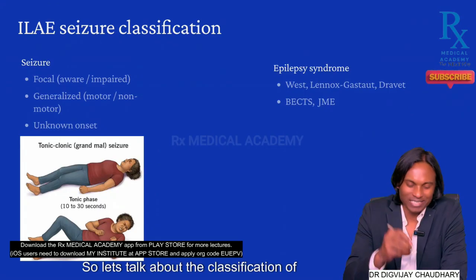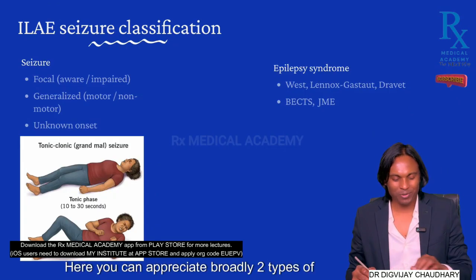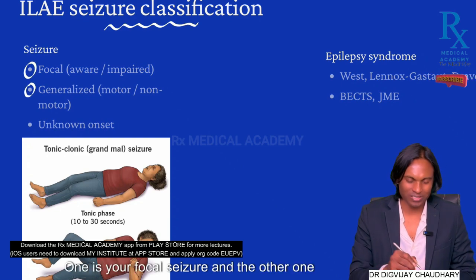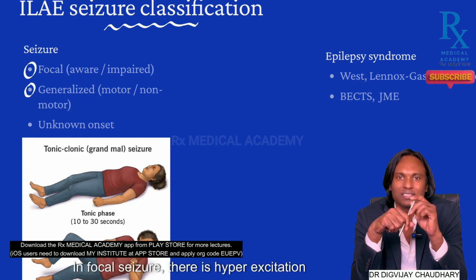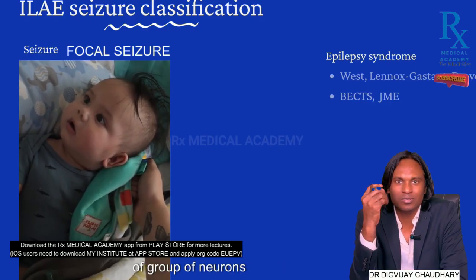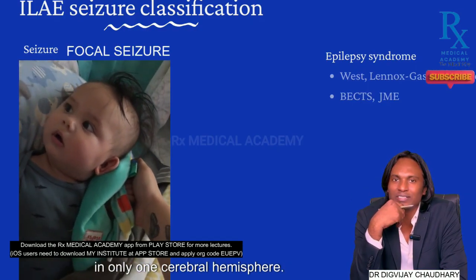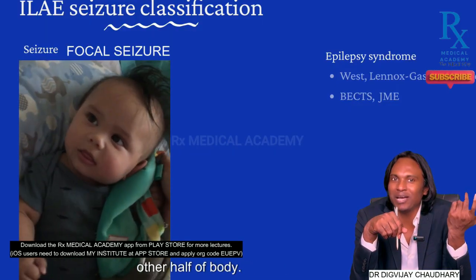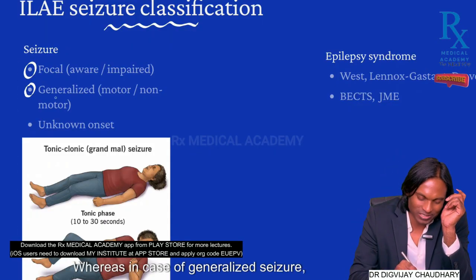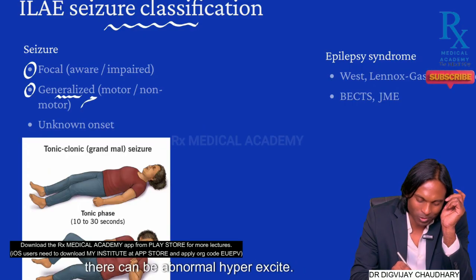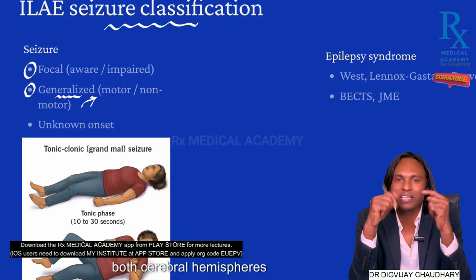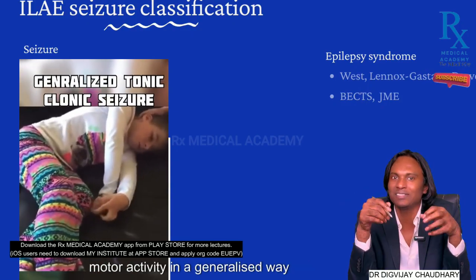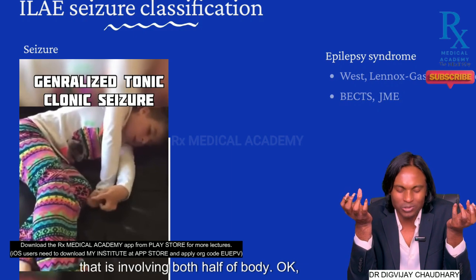So let's talk about the classification of seizure. Here you can appreciate broadly two types of seizure: focal seizure and generalized seizure. In focal seizure, there is hyperexcitation of a group of neurons in only one cerebral hemisphere, therefore it might result in abnormal motor activity in the other half of the body. Whereas in generalized seizure, there is abnormal hyperexcitation in both cerebral hemispheres, and therefore it might result in abnormal motor activity in a generalized way, involving both halves of the body.